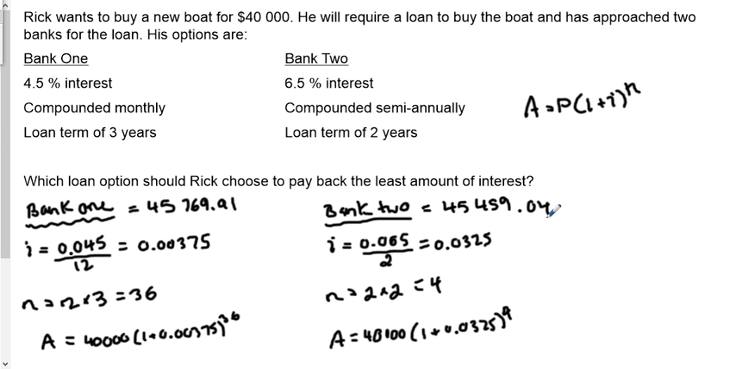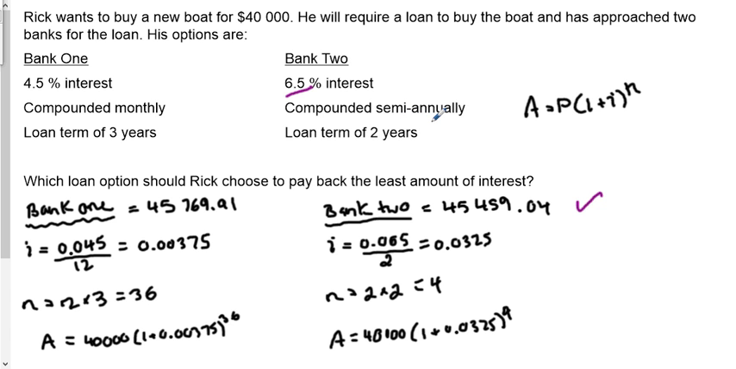So Rick's best option here, if he wants to pay back the least amount of interest, is actually Bank 2. Despite the fact that we've got a higher interest rate to begin with than we do for Bank 1, it is compounded less frequently, and you're paying it back quicker. So as with most loans, the quicker you pay back a loan, the less interest you'll have to pay on that loan.